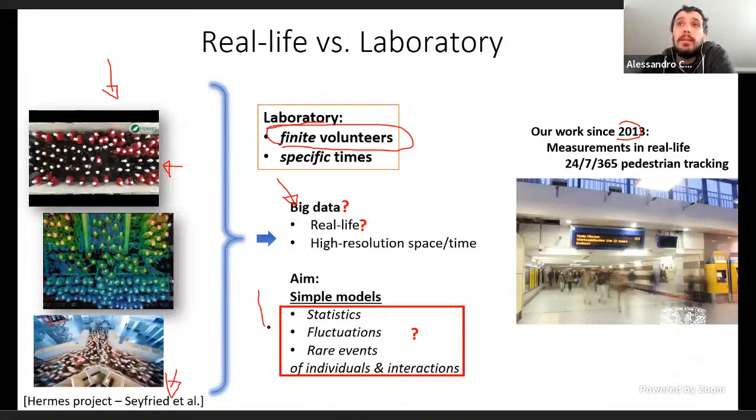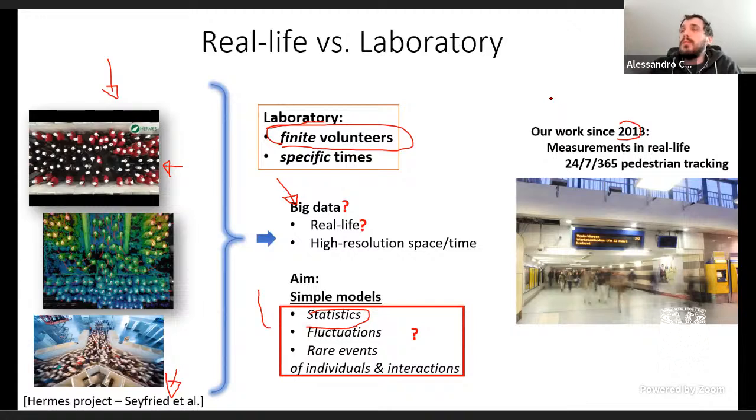And finally, even when you invite 100 or 200 students, there would be a strong limit in the capability of exploring the statistical behavior of the system. You can explore the average behavior, but definitely it would be very hard to get accurate insight on the fluctuations of the system. And so again, this is where we started in 2013.